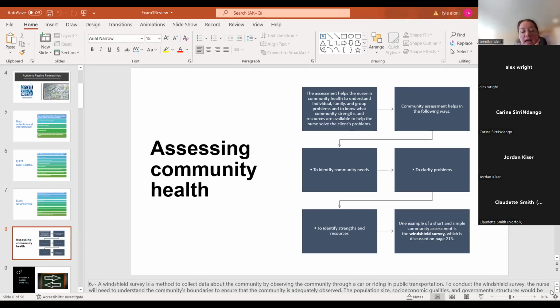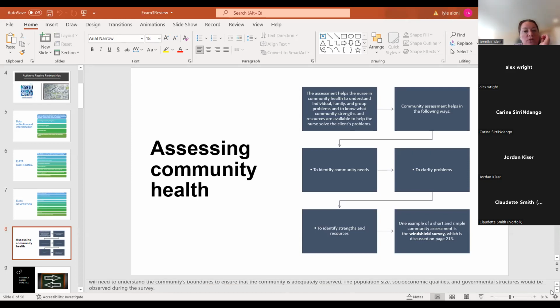And make sure that it's adequately observed. Population size, socioeconomic status, and government structures would be observed during the survey. Any questions about windshield surveys? What's the most important thing to establish before you begin a windshield survey? Boundaries. Very good. Okay. So that's what we're going to emphasize here. And then one example of a short windshield survey is on page 213 in your book if you wanted to see. But it seems like by this point, you guys have done a windshield survey, so you know what that is.